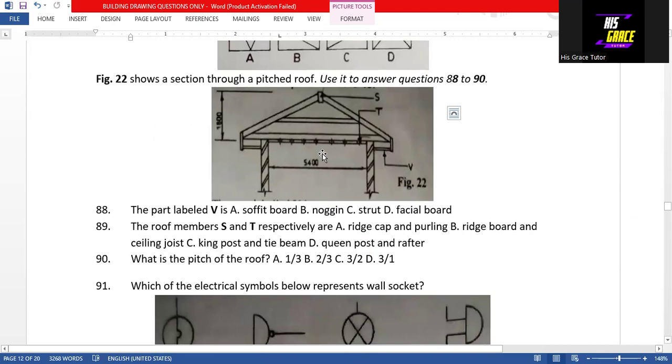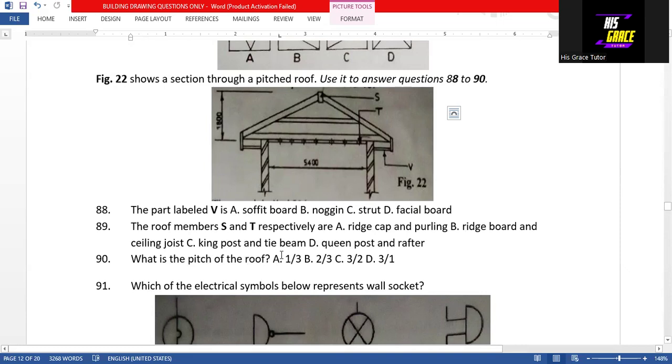Question 88 says that the part labeled V is a soffit board. That is option A. Then question 89 says that the roof members S and T respectively are, we have the ridge board and ceiling joist. That is option B, the answer to question 89. Then question 90 says, what is the pitch angle of the roof?